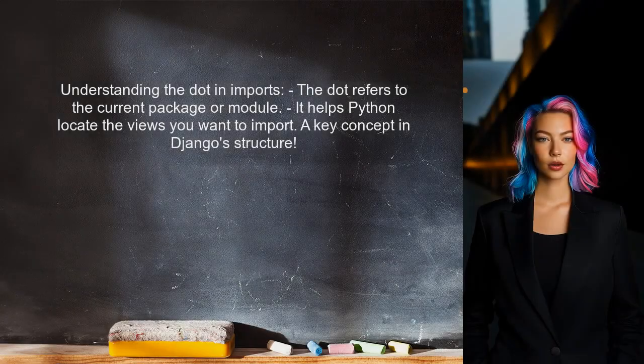To understand this, we need to look at how Python handles imports. The dot in this context refers to the current package or module. It helps Python know where to find the views you want to import. This is a key concept in Django's structure.